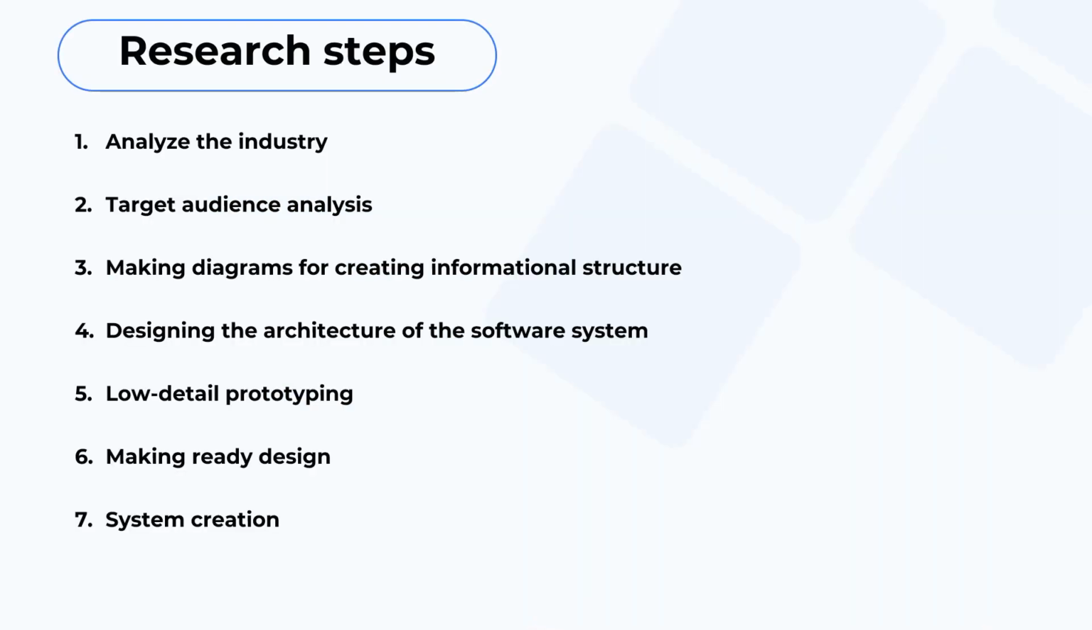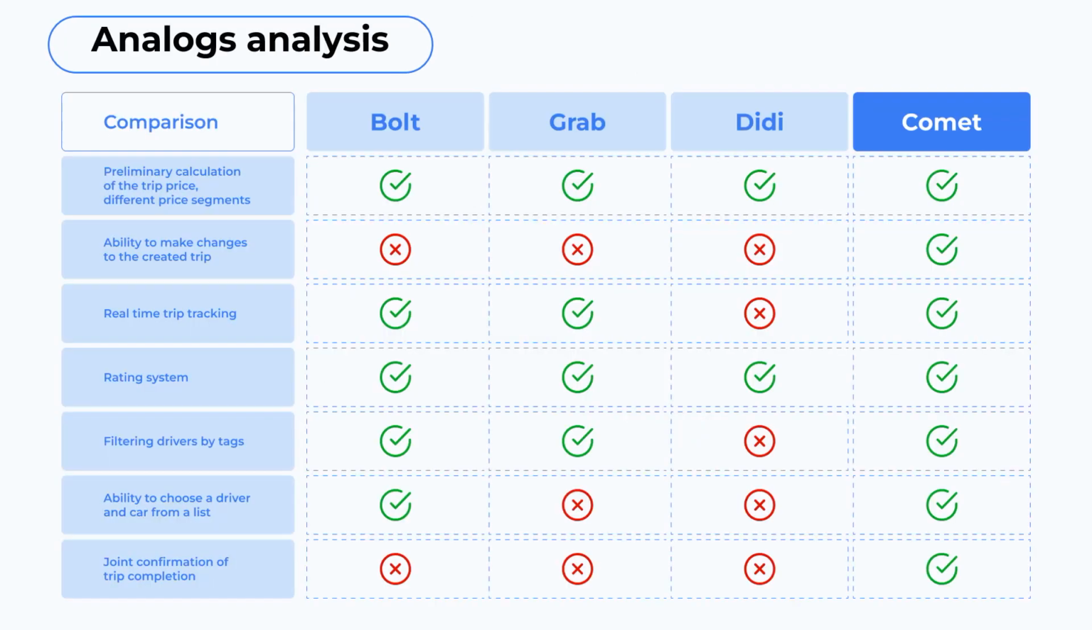We have decided to conduct the research according to this scheme. First step, we need to analyze the industry. Next, we need to make target audience analysis and diagrams for creating informational structure. After designing the architecture of the software system, we can make low-detail prototyping, make the ready design, and then create a system. So let's start from analogous analysis.